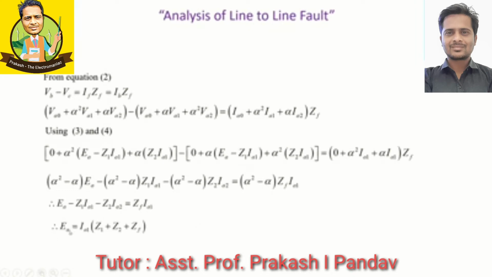So EA is equal to IA1 into the bracket Z1 plus Z2 plus fault impedance ZF. So we can get the positive sequence current IA1 is equal to EA divided by Z1 plus Z2 plus ZF. And this is equation number 5.